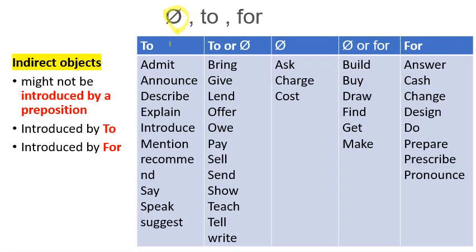Okay, by the way, I just want to mention that for the ones that are not preceded at all or preceded by for, the ones that are preceded by to or not preceded by anything, you will see if you have zero preposition, the order of the direct object with the indirect object will be changed. Let's have a look.